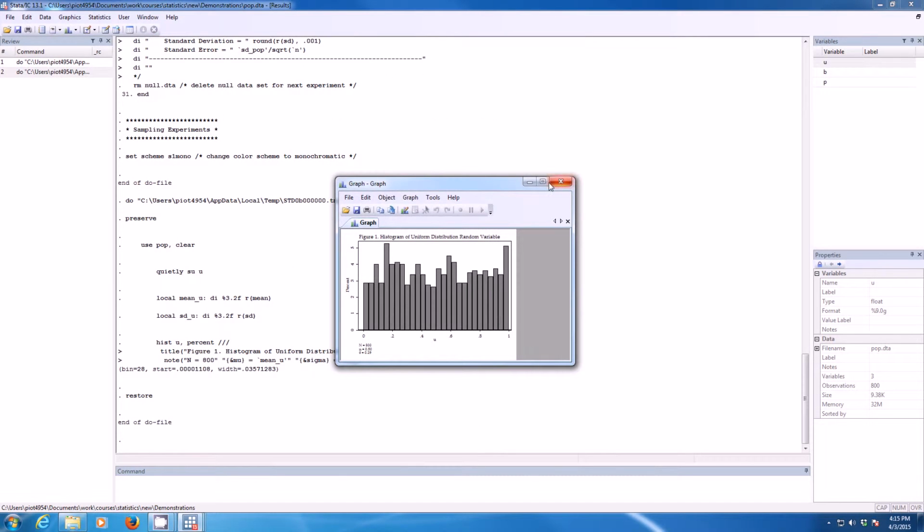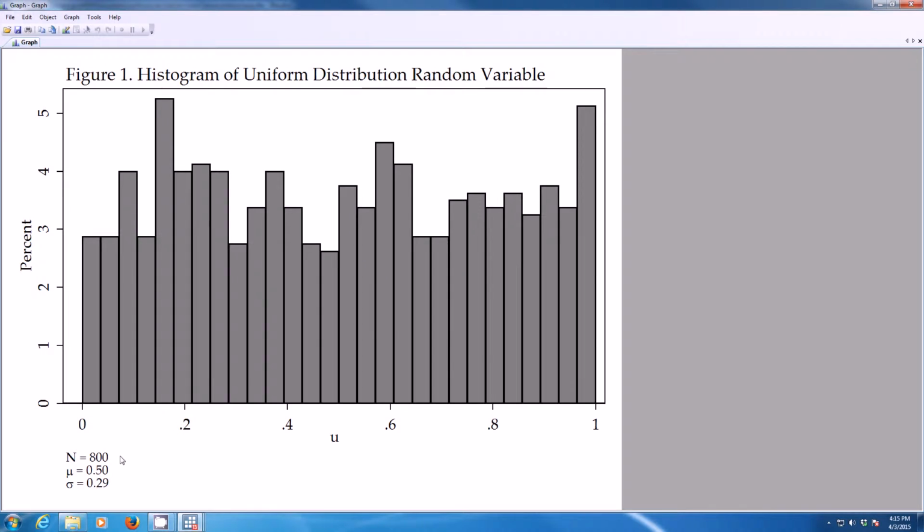Here's what it looks like. It's based on 800 cases, and I just randomly generated this variable. I'm going to call the variable u. The variable has a population mean of 0.5 and a standard deviation in the population of 0.29.